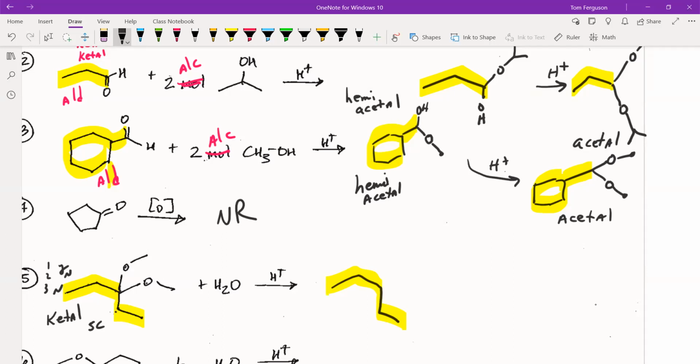Okay, and this is the anomeric carbon here. That anomeric carbon is right here. So that's going to be the focal point for the ketone. But we have to go through a hemiketal first. So that's going to have one of the alcohols still stuck there.